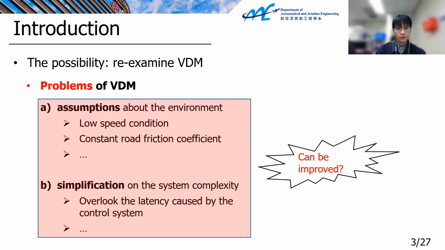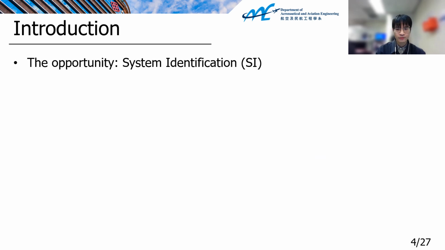So, can we improve VDM? Well, definitely we could develop more complicated VDMs, which also means more parameters to be determined. So that means it will be hard to use in practice. So is there any other way which is suitable for all kinds of VDM? Well, in this work, we explore one possibility, that is, introducing system identification.